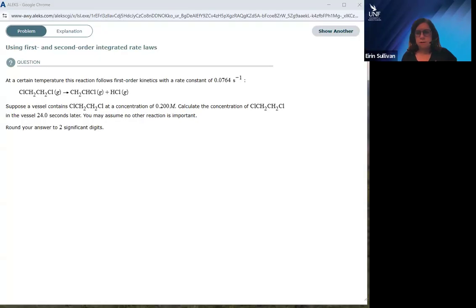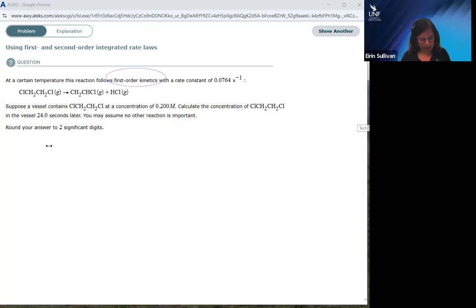Right, using first and second order integrated rate laws. So first things first, you have to work out if the particular question is following first order or second order kinetics. And I can see here it mentions first order kinetics. So we are going to use the integrated rate law for a first order reaction.